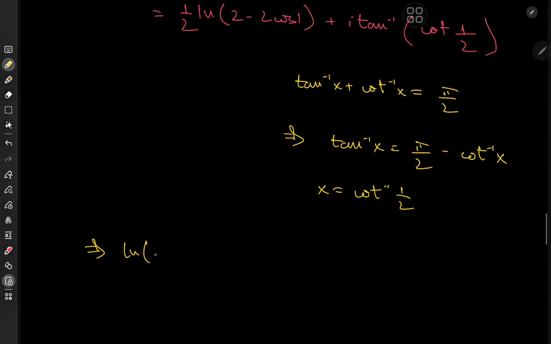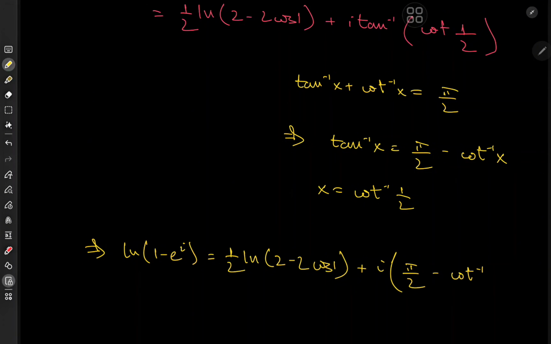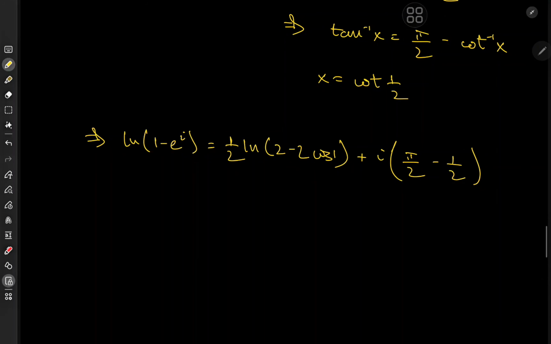This implies that the logarithm of 1 minus e to the I is going to be equal to 1/2 the logarithm of 2 minus 2 cosine of 1 plus, what exactly do we have? Oh yeah, we have an I times a pi over 2 term minus the arc cotangent of the cotangent of 1/2. Terribly sorry about that. And that means we're just left with a factor of 1/2. Okay, cool. Now all that's left is the requirement to take negative signs and real and imaginary parts.